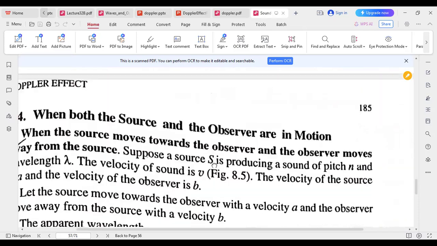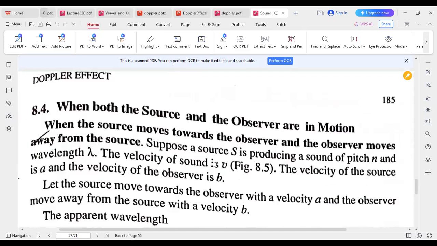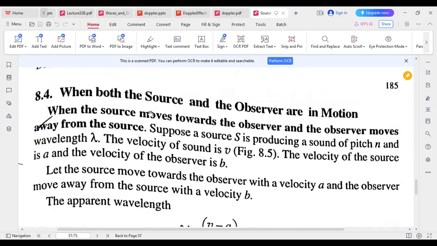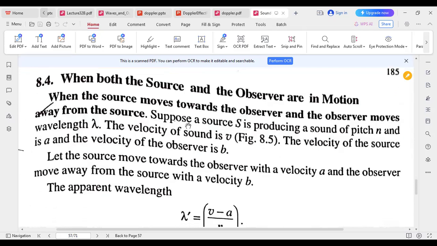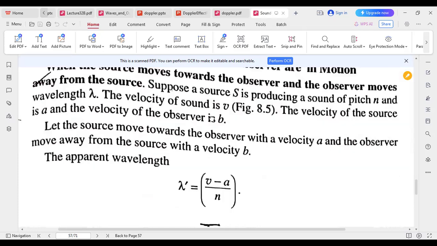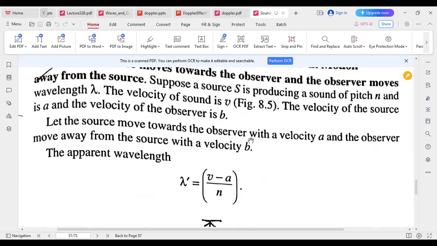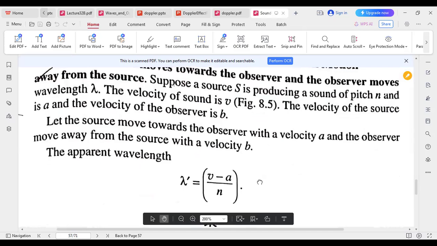Now, when both the source and the observer are in motion, the source moves towards the observer and the observer moves away from the source. Suppose both are moving. Suppose a source S is producing sound of pitch n and wavelength lambda. The velocity of sound is v, the velocity of the source is a and the velocity of the observer is b. In this case, let the source move towards the observer with a velocity a and the observer move away from the source with a velocity b. The apparent wavelength will be lambda dash equals v minus a by n.